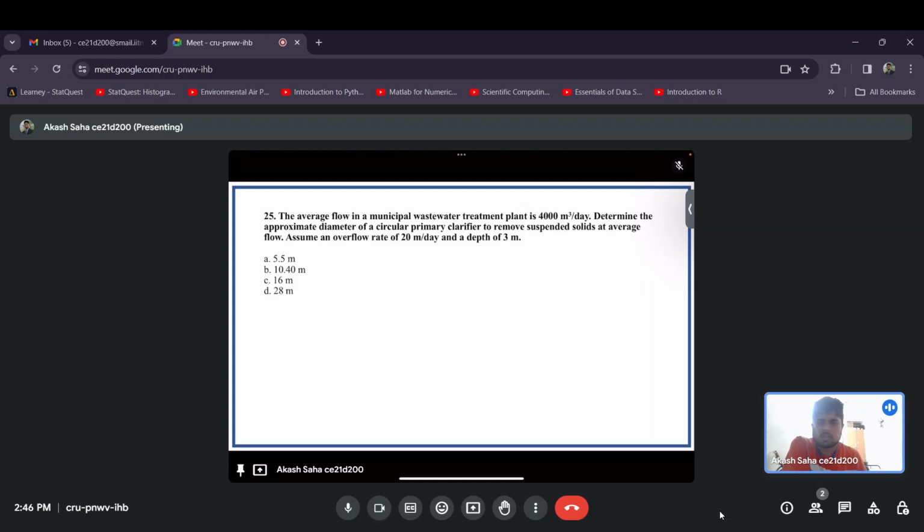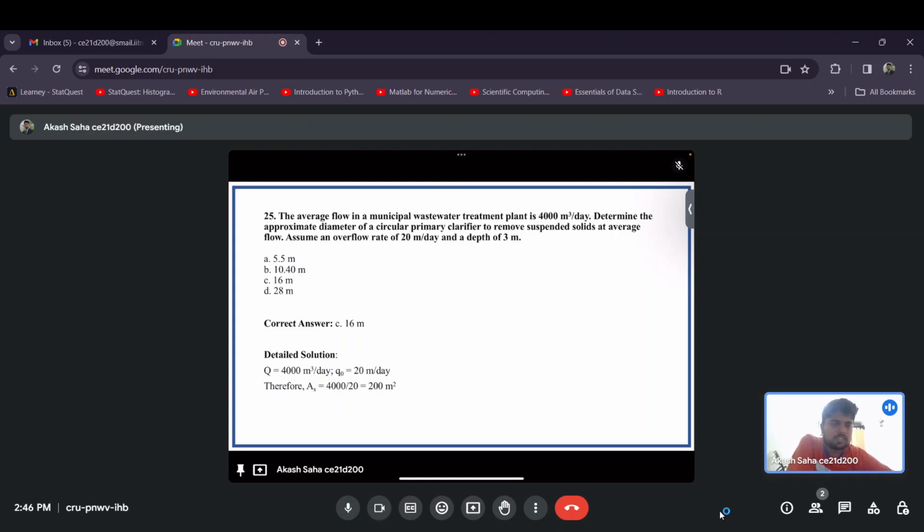Okay, so we'll see how to solve this problem. The correct answer is 16 meters. So Q and Q naught, that is my surface overflow rate, is given as 20 meter per day. So my surface area will be equal to Q by Q naught. Okay, so 4,000 by 20 is 200 meters square.